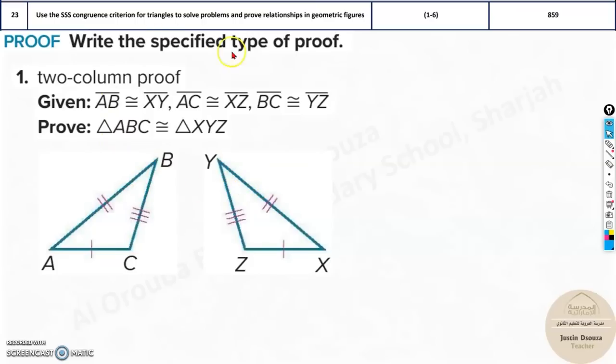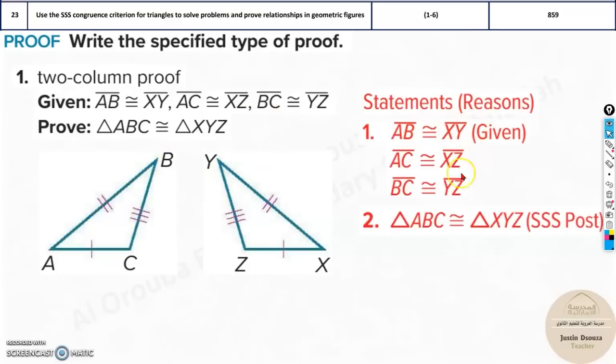That's the only thing. We need to make a two column proof, and it's given. See, all the three sides are given. They have told AB is congruent to XY, AC is congruent to XZ, and BC is congruent to YZ. Then we need to prove it. Yes, absolutely. Why? Because all of these are given, right? They are given that the sides are congruent. If all the three sides are congruent, then the triangles are congruent.